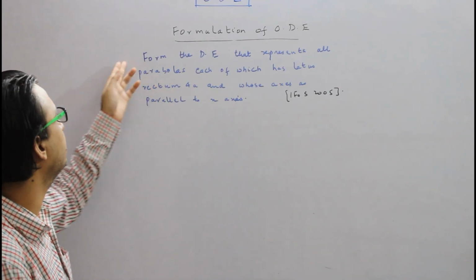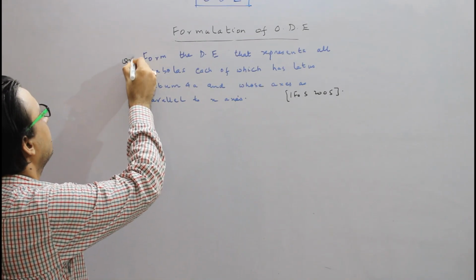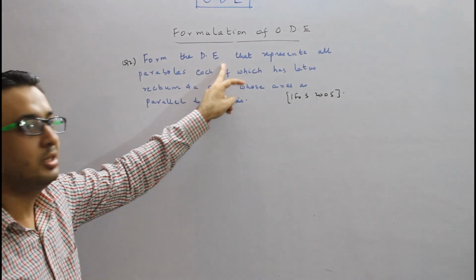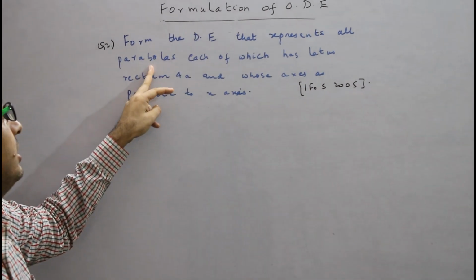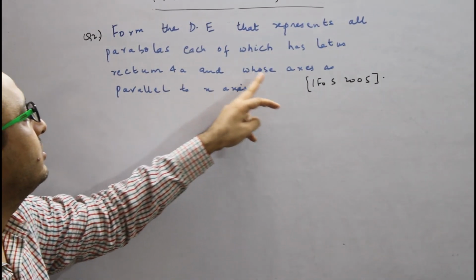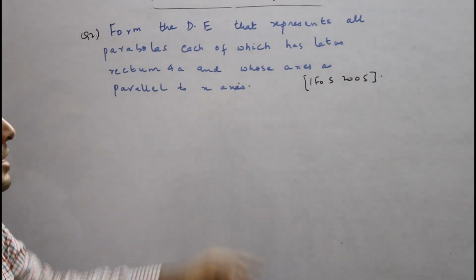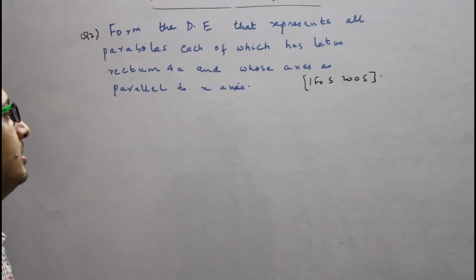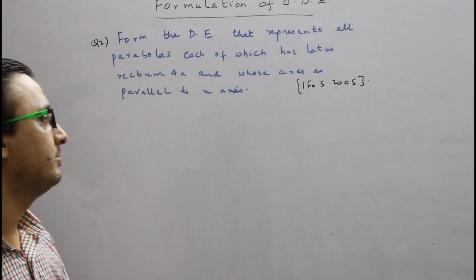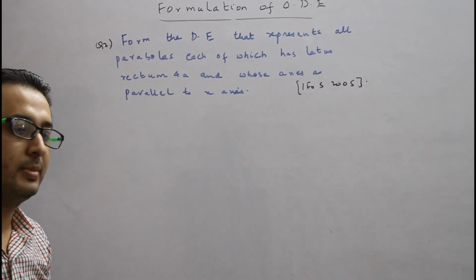So this is the second question that we have to solve. The question reads: form the differential equation that represents all parabolas, each of which has latus rectum 4a and whose axes are parallel to the x-axis. This question was asked in Indian Forest Service 2005 for 5 marks.